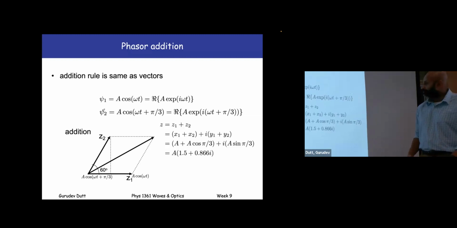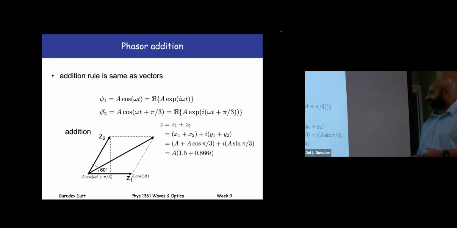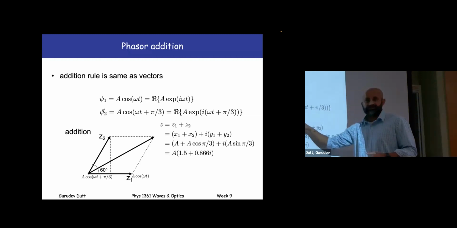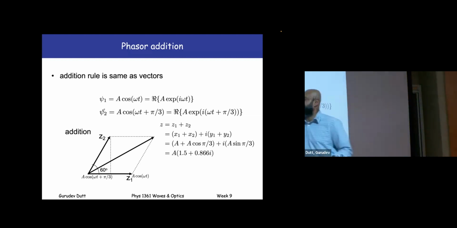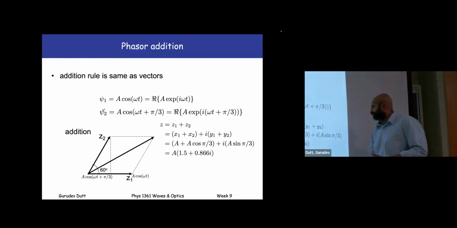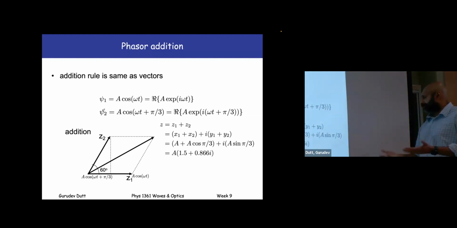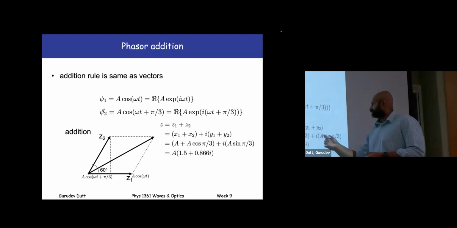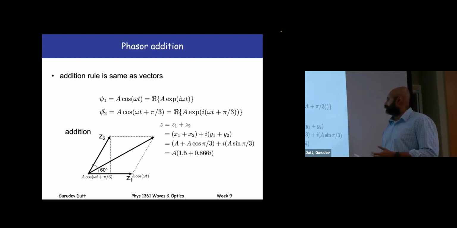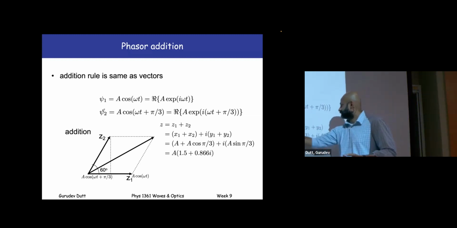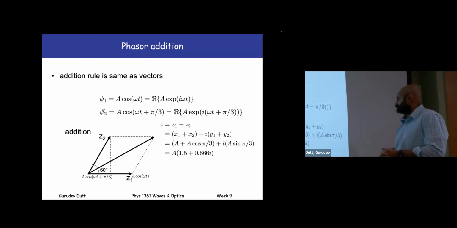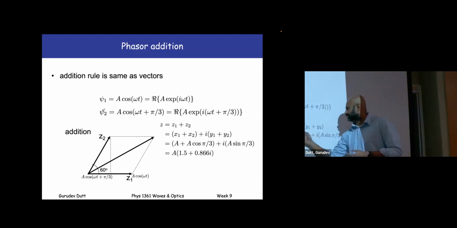So now, if I want to add up the two waves, what I'll do is very simple. I'll add the two phasors, z1 plus z2, and take the real part. That will give me the equivalent of taking psi1 plus psi2 and doing it using cosine and sine identities. So it's very straightforward. Again, the e to the i omega t factors out because each of these goes as e to the i omega t, so I can just take that out of this addition and just add these two together.